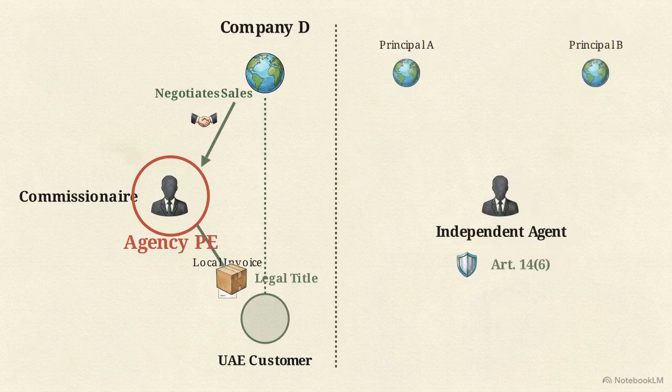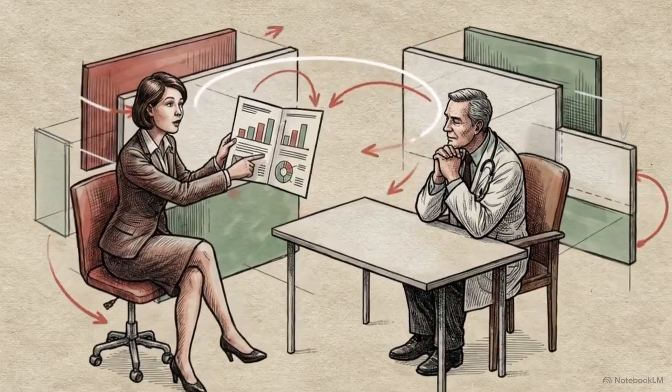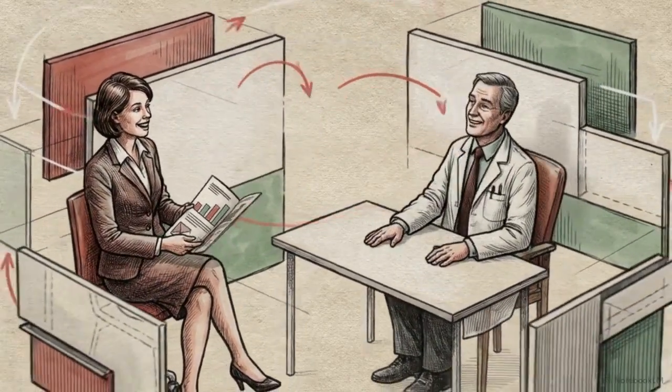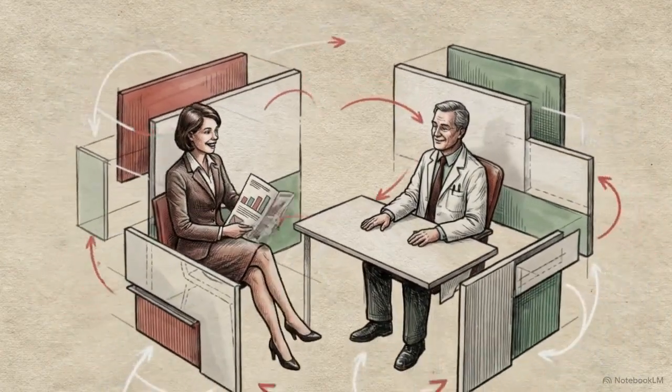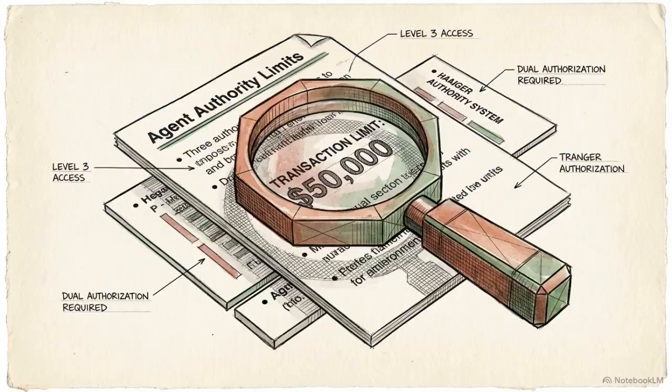We contrast this with an independent agent, protected under Article 14, Clause 6. Consider a foreign pharmaceutical company that hires local marketing representatives in the UAE. These representatives actively promote medicines to doctors. Because they lack the authority to negotiate prices or conclude contracts, they do not trigger a PE. The true locus of contract negotiation determines economic tax exposure. Securing your tax position requires strict audits of exactly what local representatives are allowed to say and do.